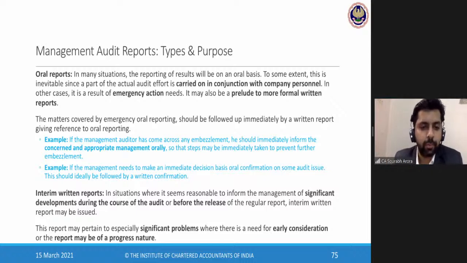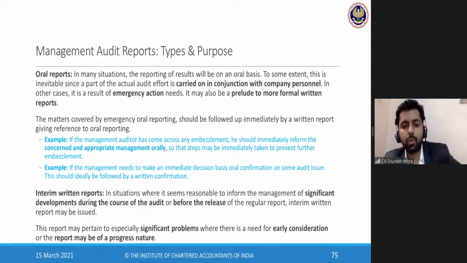Second is the interim written report. Interim written reports are issued in situations where it seems reasonable to inform the management of significant developments during the course of the audit, before the release of the regular report. So you may come across some significant problems which might not be of as urgent a nature as the oral reports mandate, but you might come across some procedures that need to be amended as soon as possible. For example, some penalties are becoming applicable on you because of some compliance issue. So you should issue an interim audit report and ask the management to deal with those penal provisions as soon as possible.